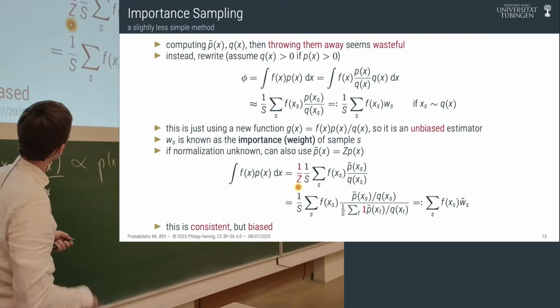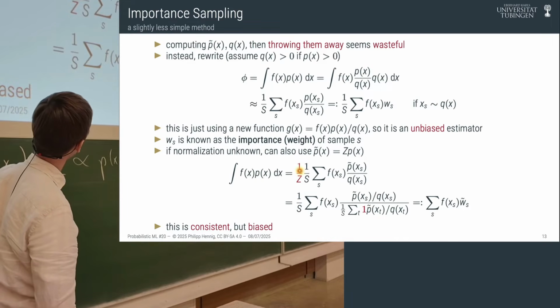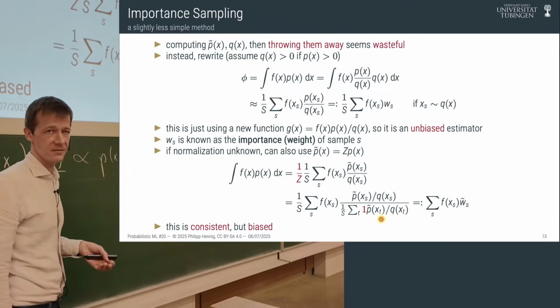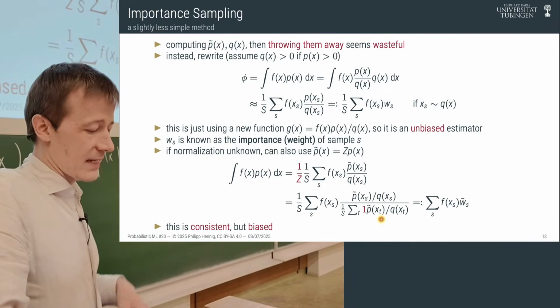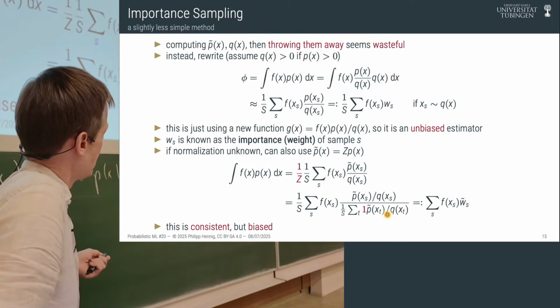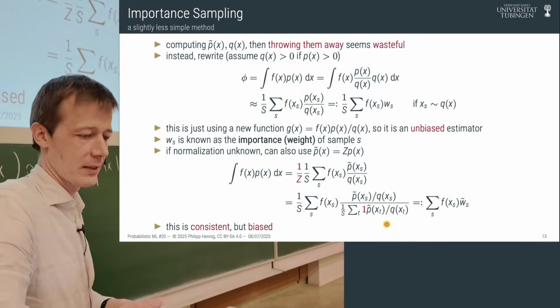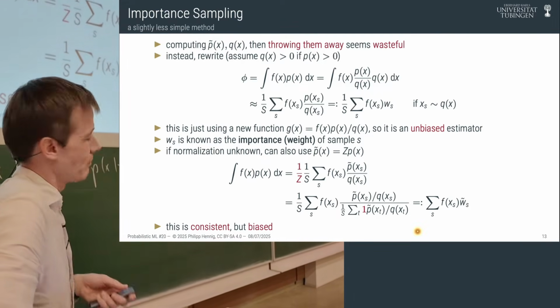So if we only know P up to a normalization constant, then we can actually estimate this normalization constant as we go by summing up importance weights effectively. If we do that, by the way, this creates a bias, so it's not an unbiased estimator anymore. But I already said, whatever, we don't care so much about bias anyway. But if you have a normalized access to P, then you can do this in an unbiased fashion.